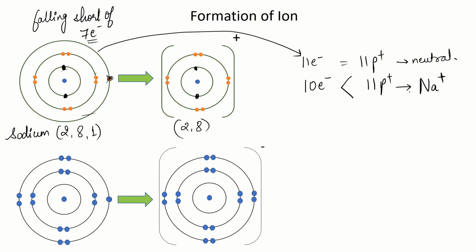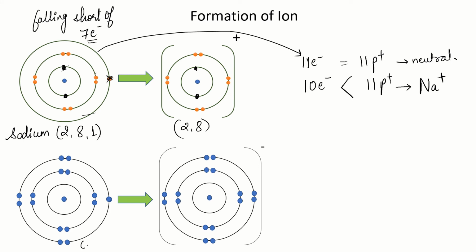Why does it become an ion? Because it loses an electron, and then there is an imbalance between the number of electrons and the number of protons. So when the number of electrons is equal to the number of protons, the atom is neutral. When electrons are fewer than protons, the atom becomes a positive ion, and when the electrons are more than the protons, then the atom becomes a negative ion. That was with sodium.